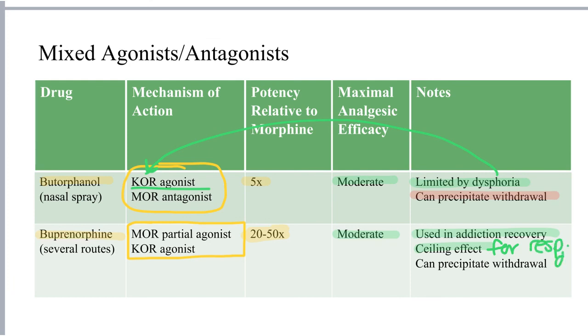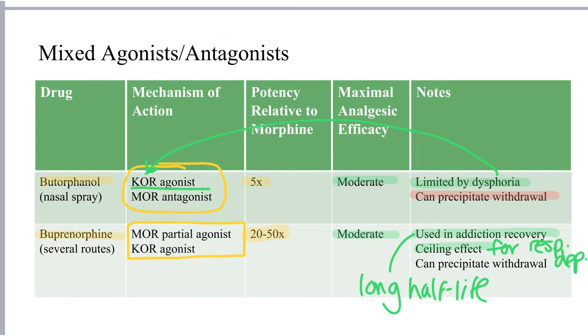Buprenorphine produces a maximal ceiling of respiratory depression and is therefore considered commonly to be non-lethal, even at very high doses. It is useful in addiction recovery due to its longer half-life than morphine. And for that reason, it's available in several formulations that are useful for individuals who are undergoing treatment for opioid use disorder, including a buccal film, a subcutaneous implant, a patch, injection, and a sublingual tablet.